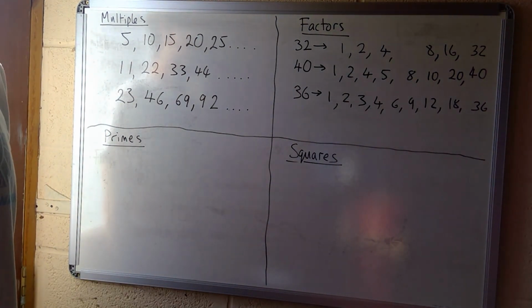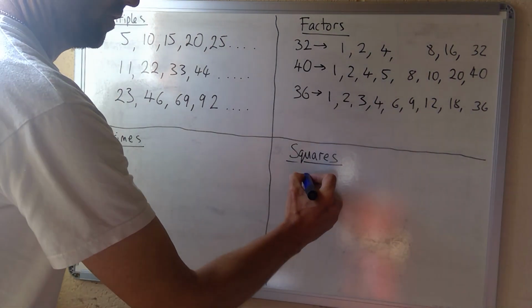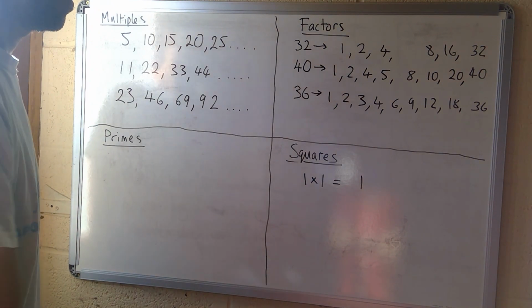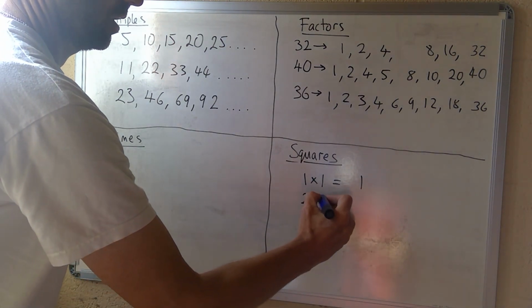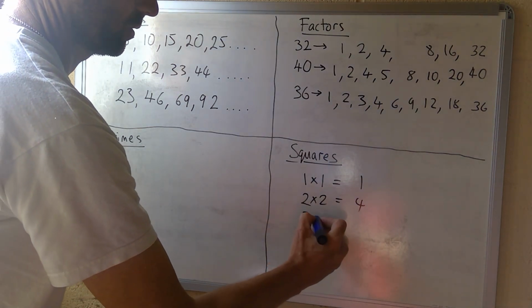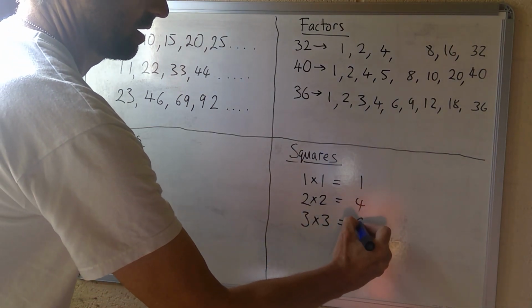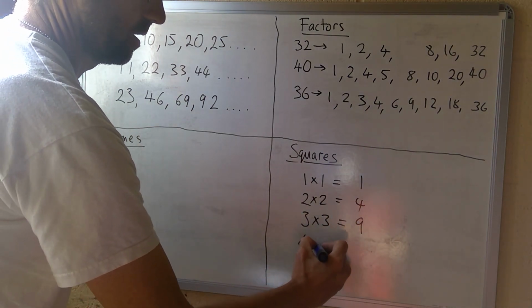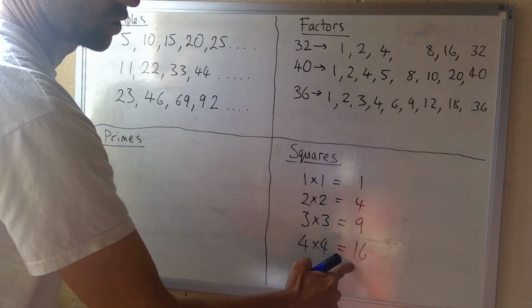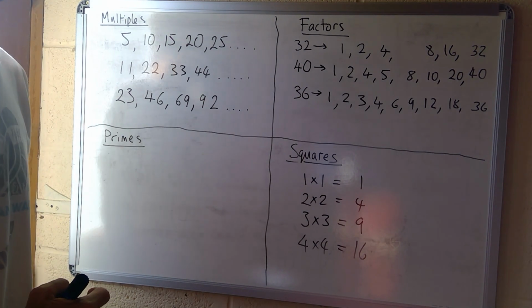A square number is a number that is created by multiplying a number by itself. So the first square would be 1 times 1 is 1. 2 times 2 is 4. That's the second square, sometimes known as square numbers. 3 times 3 is 9. 4 times 4 is 16. These are the squares. It's really good to get to know those.